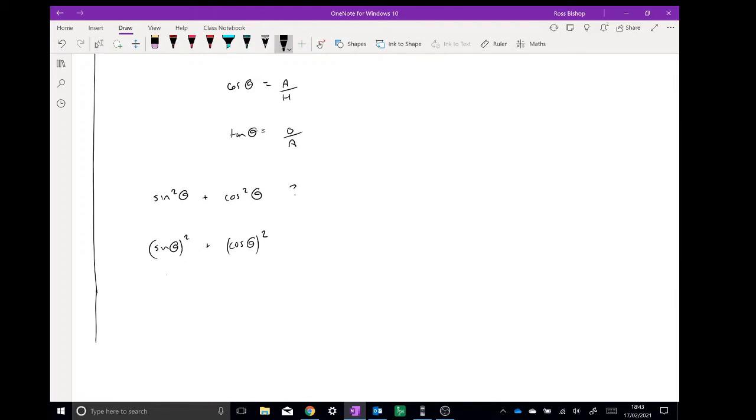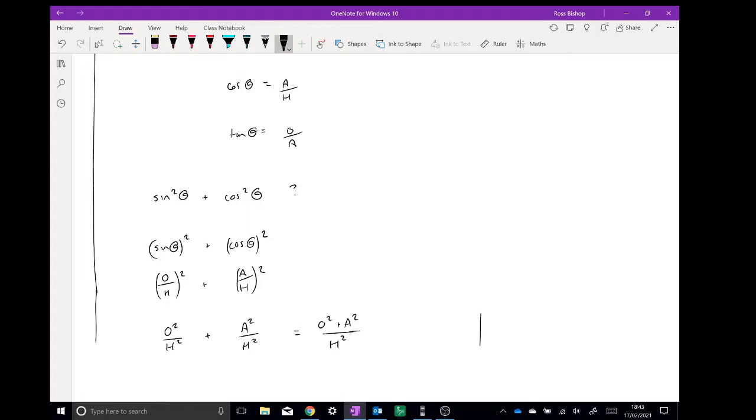Well, we know that sine theta is O over H, and we know that cos theta is A over H. Okay, let's keep going. So O over H all squared is just O squared over H squared, and the other one, cos squared theta, is going to be A squared over H squared. Well, I can add those fractions together because I've got a common denominator. So I end up with O squared plus A squared all over H squared. Okay, well you might think, that doesn't help us much.